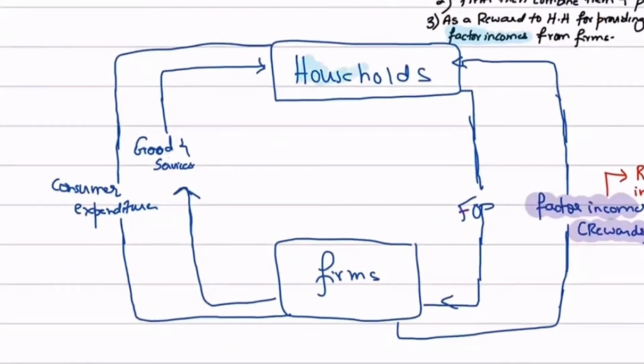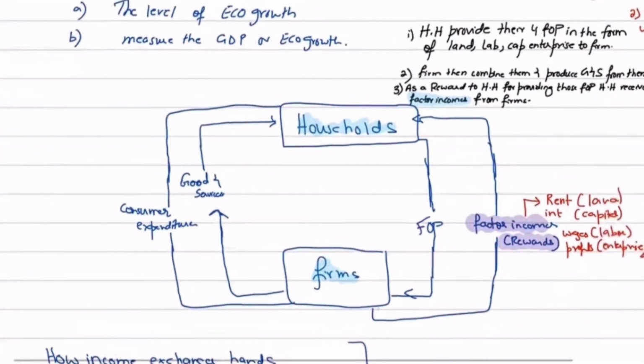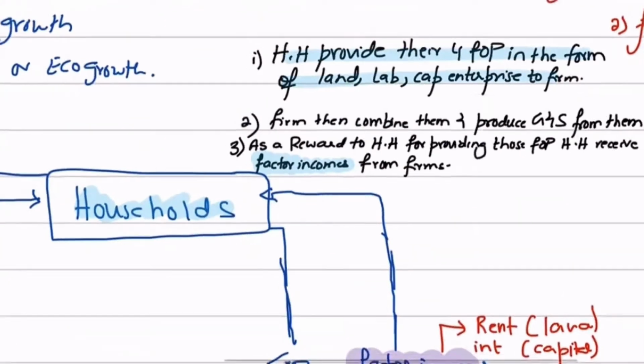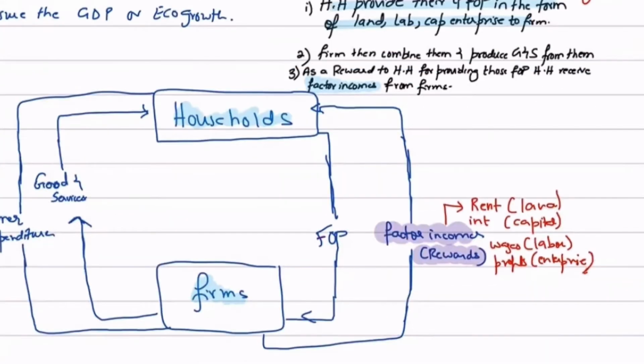So first of all, you need to understand that अगर हम एक तरफ households ले रहे हैं, right, and we're taking firms. So इसमें क्या हो रहा है? सबसे पहले ये हो रहा है कि households जो है ना, they are basically providing the four factors of production in the form of land, labor, capital, and enterprise to firms. So what do you mean by that? Basically, अगर आप इस लाइन को देखें, households are providing the factors of production to firms.